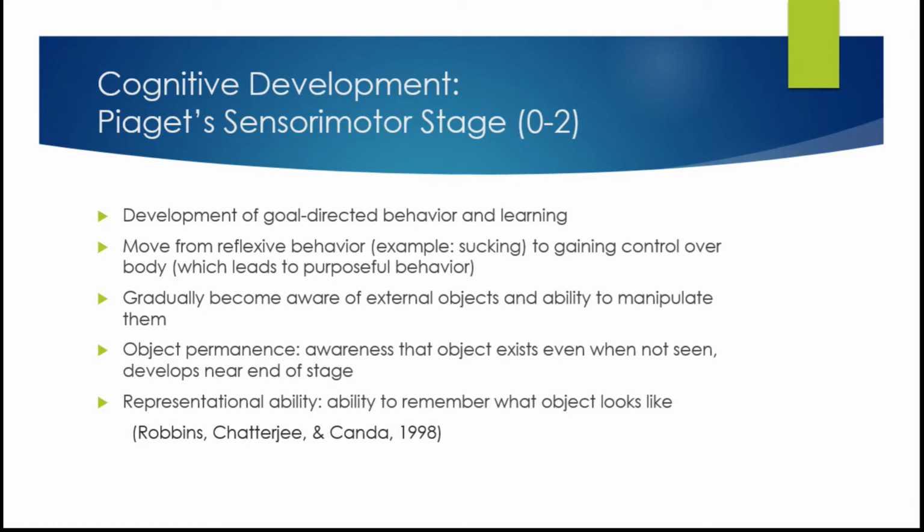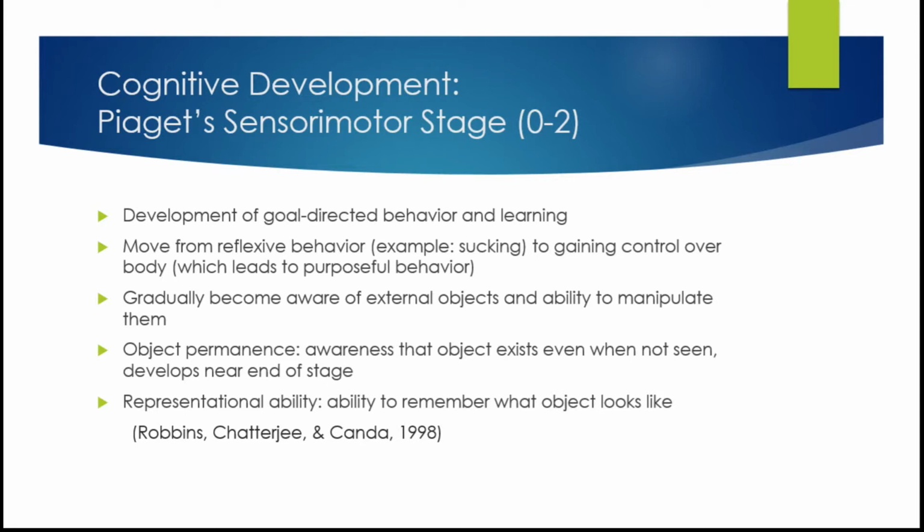So Piaget says that in terms of cognitive development, here's what's happening between about birth and age 2. Piaget says we start to develop goal-directed behavior and learning. We move from reflexive behavior, for instance, sucking, feeding, to gaining control over our body. And so again, going back to this idea of goal-directed behavior, as we learn to control our body, our behavior becomes more purposeful. We become more able to use our body to meet our needs, to gain what we need.